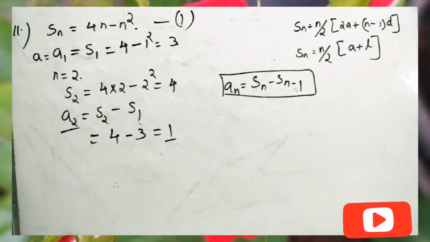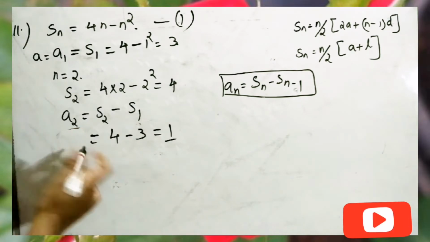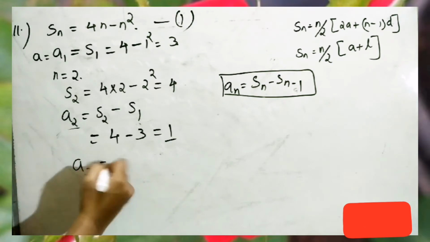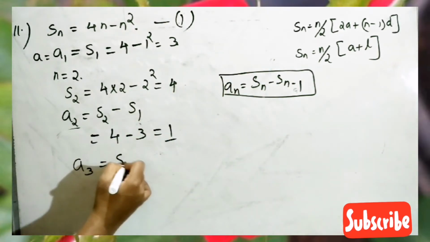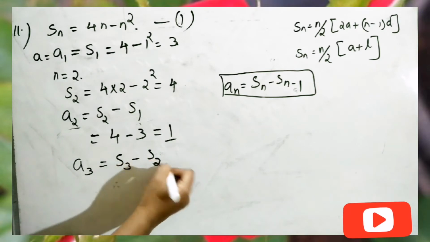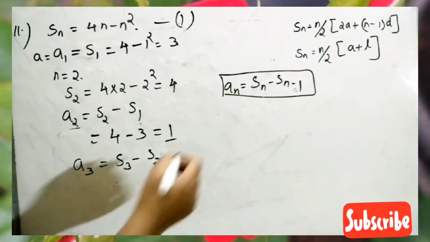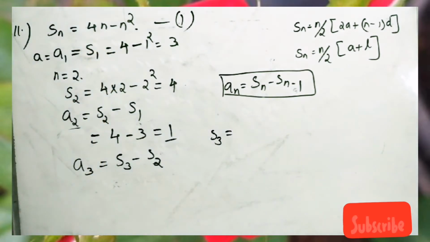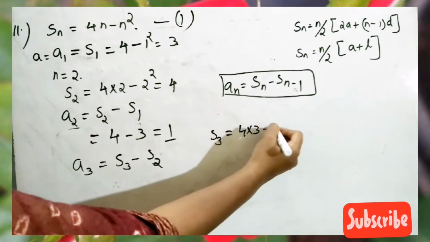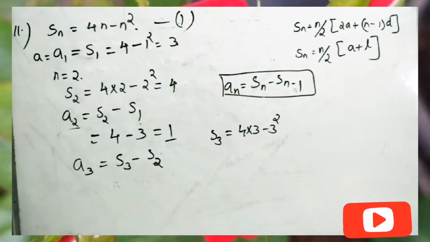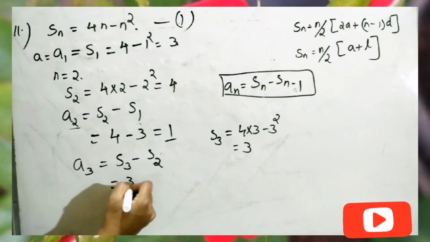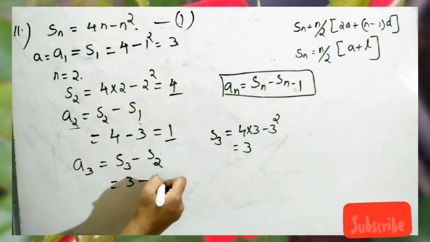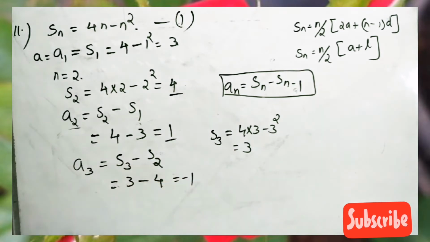The next one is we need to find the third term. Third term is A3. A3 is equal to, by using this relation, S3 minus S2. We don't know the value of S3, so we will find out the value of S3. Just put n equal to 3 in equation number 1. So 4 into 3 minus 3 square, this is equal to 3. Then S3 minus S2 is 3 minus 4, which is equal to minus 1.